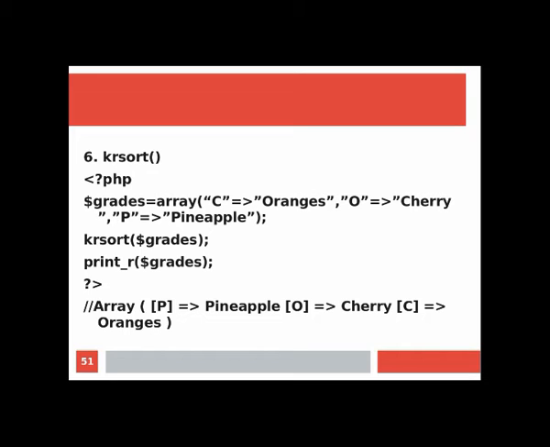See here it is in descending order. That's why pineapple is first, then subscript O, cherry will be second, then subscript C, and here the oranges will be last. So in this way the descending order array will be printed, with keys of the array in descending order. Remember that here the keys are in descending order, that's why P is first, then O is second, and C is third.